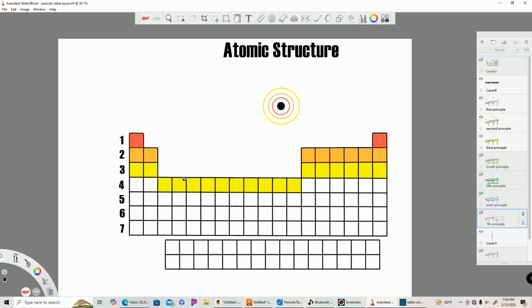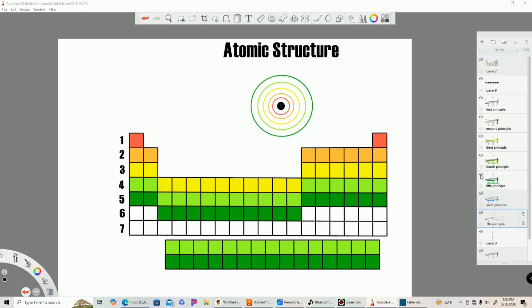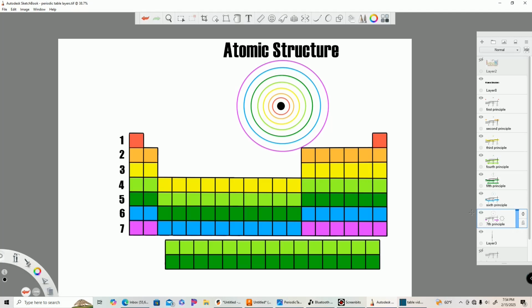Now, if you noticed right here, these yellow ones are actually in the fourth row, but they're categorized yellow to show that they're actually still in the third principal level. And you're probably thinking that doesn't make any sense, and it does make sense, but I'm going to have to get to that later. So let's just keep going with this and we'll come back. Okay, this shows the fourth principal level. This shows the fifth principal level, sixth principal level, and seventh principal level.